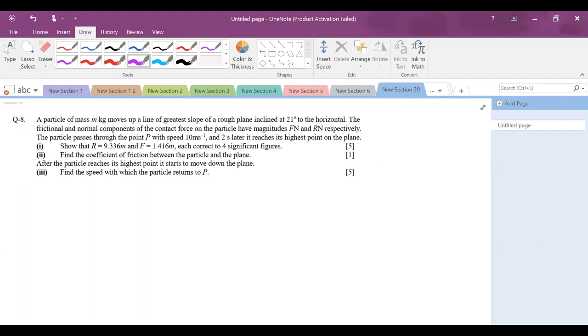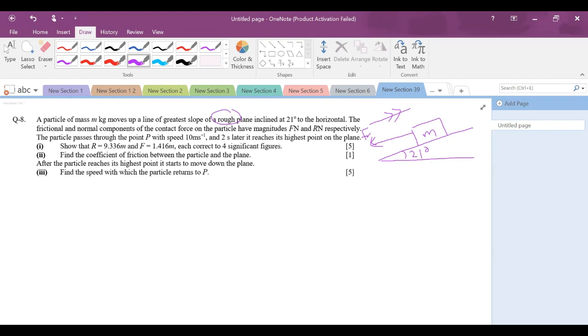So there's a 21-degree slope. There's an object here with mass m. It's moving up the plane, so I'm making double arrows over here. The plane is rough, so that means the friction should be in this direction. F, whatever, friction will be equal to mu R.